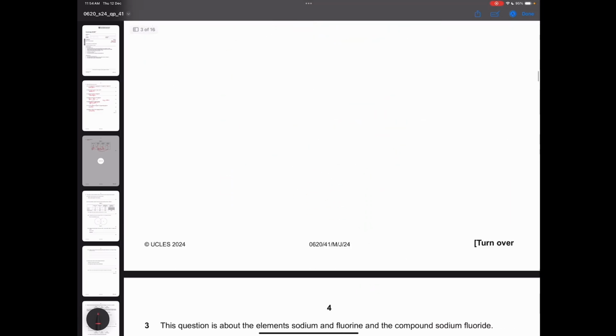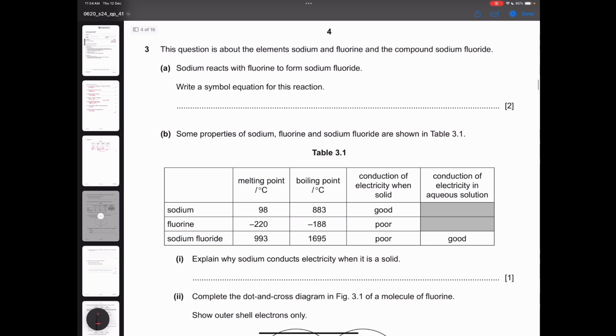Now, next question. The question is about elements sodium and fluorine and the compound sodium fluoride. Sodium reacts with fluorine. Alright, write the symbol equation. So we just need to write down here the symbol equation for both of them. So Na plus F2, keep this in mind, fluorine is a diatomic molecule, so you need to write F2. And this will give us NaF since the valency of both sodium and fluorine is 1 only. Now you need to balance it, put a 2 here, put a 2 here.